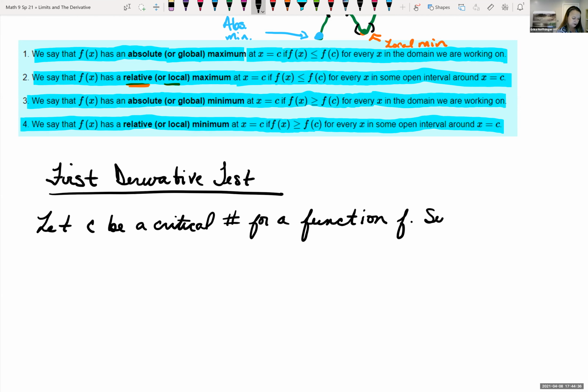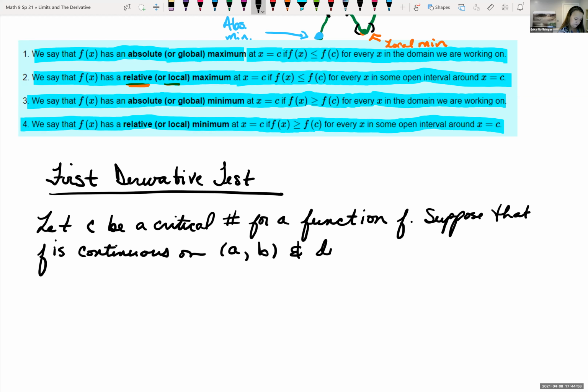We want to suppose that f is continuous on some open interval a, b, and differentiable on some interval a, b, except possibly c.